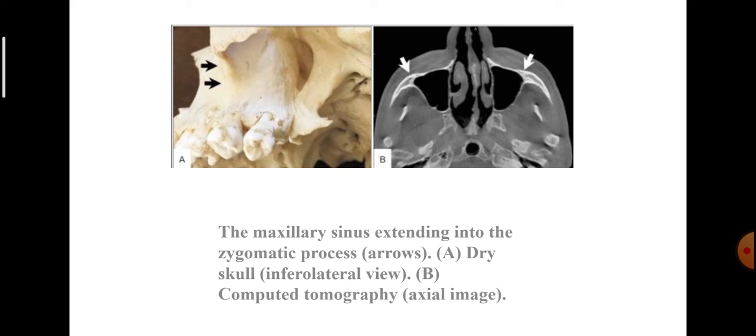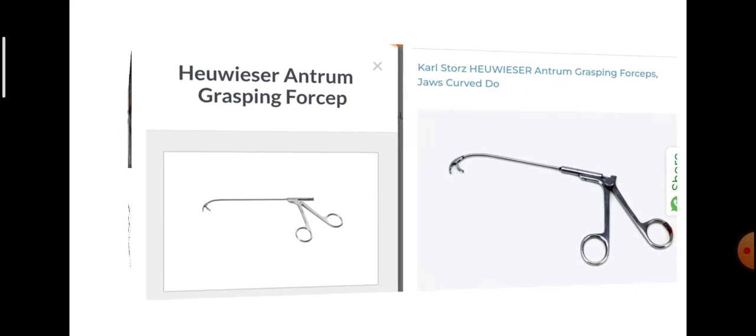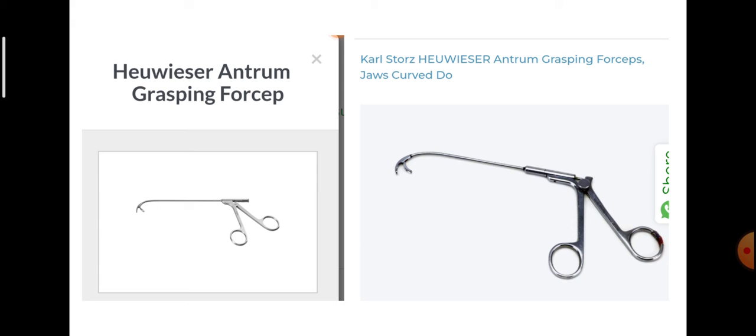Now, how do we clear it? Earlier, we could use a malleable probe and go inside, but today we have an instrument specifically for it. What is the instrument to clear the zygomatic recess? It is the Huizing grasping forceps. Look at how nicely it is angled so that you can go into the recess and then clear the fungal debris within that recess.